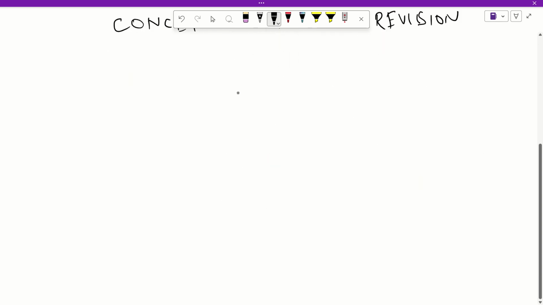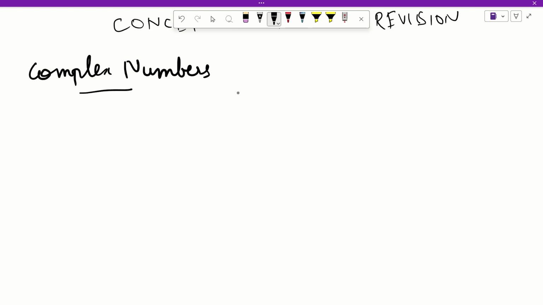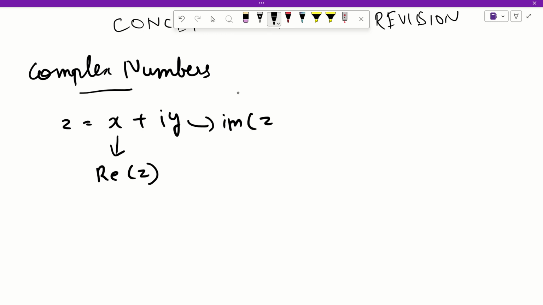Firstly, we're going to discuss complex numbers. A complex number is written in the form of z equal to x plus iy, where x denotes the real part of z and y denotes the imaginary part of z. Here i is called iota, the imaginary unit.